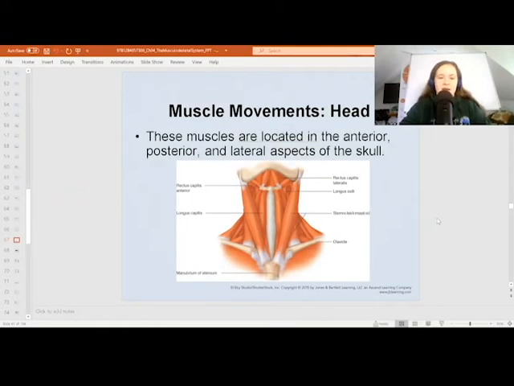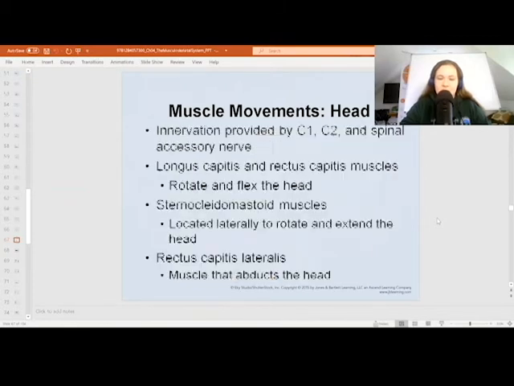Muscle movements, the head. These muscles are located in the anterior, posterior, and lateral aspects of the skull. We've got the sternocleidomastoid, the clavicle, mandible, the sternum, rectus capitis anterior, the longus capitis, the longus colli, and the rectus capitis lateralis. Those are all of the muscles that we see here in this diagram.